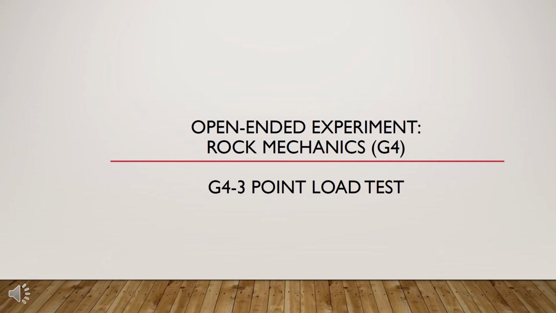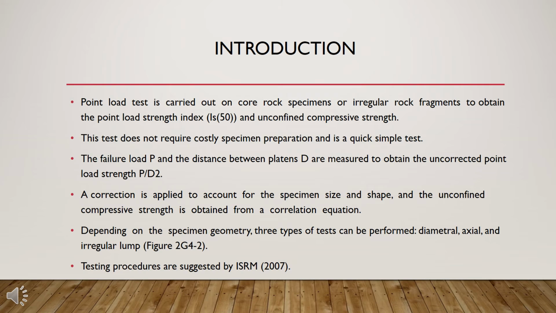Index experiment, rock mechanics. G4-3 point load test. Introduction. The point load test is carried out on core rock segments or irregular rock fragments to obtain the point load strength index Is50 and unconfined compression strength. This test does not require costly specimen preparation and is quite a simple test.